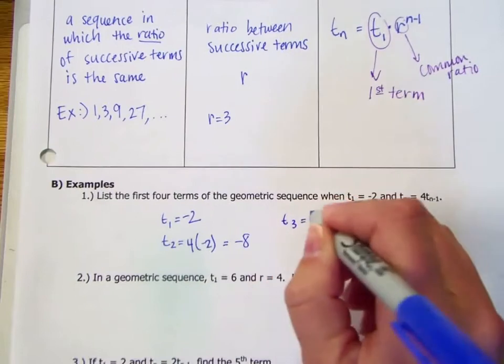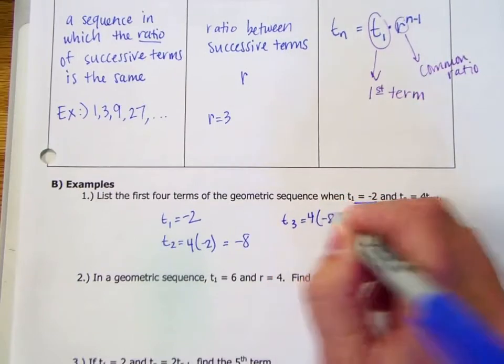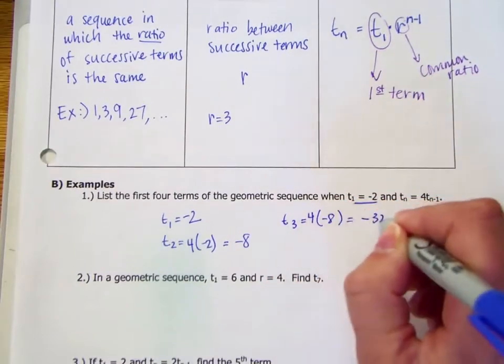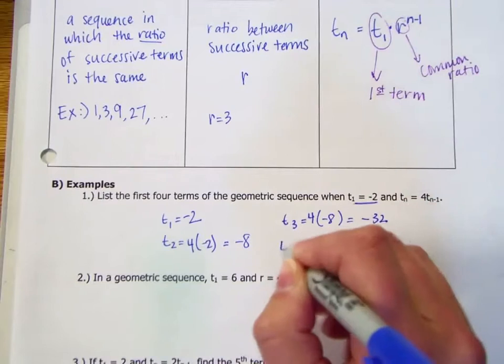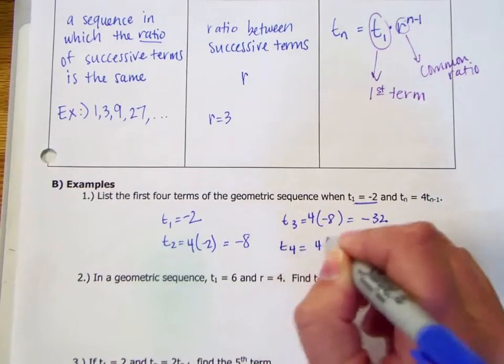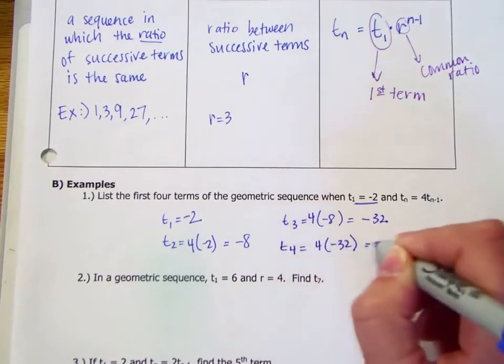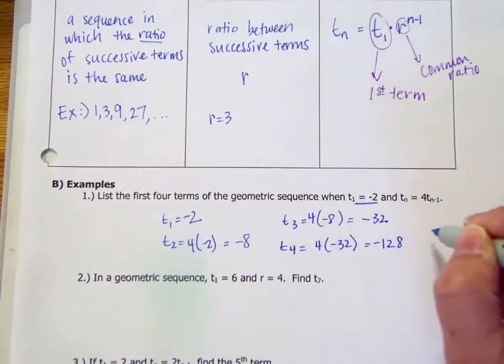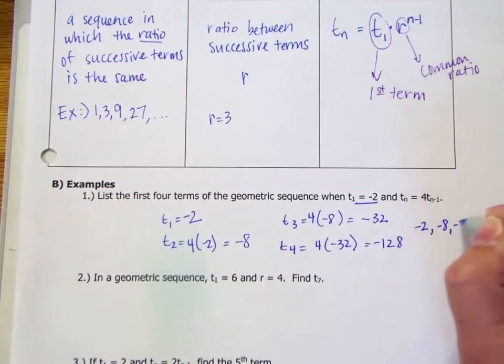Take that, plug it in. Now 4 times negative 8 is negative 32. And finally, the fourth term, 4 times negative 32, is negative 128. So the first 4 terms are negative 2, negative 8, negative 32, and negative 128.